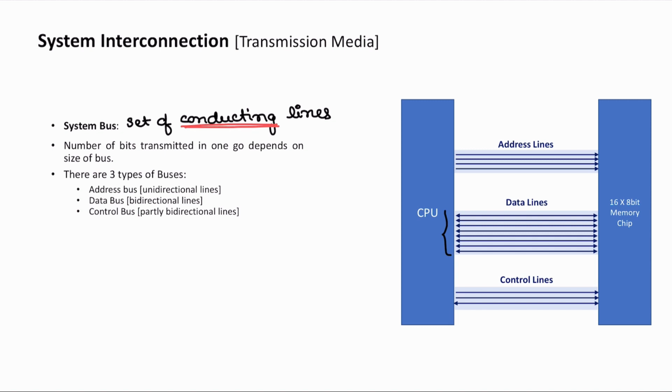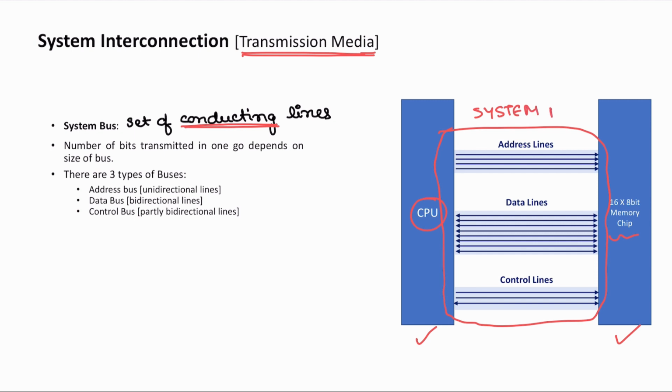It is a set of conducting lines that are used as a shared transmission media between different components. Okay, shared transmission media between different components. So we have these two components here, the CPU and the memory chip. This entire part is called the system bus.